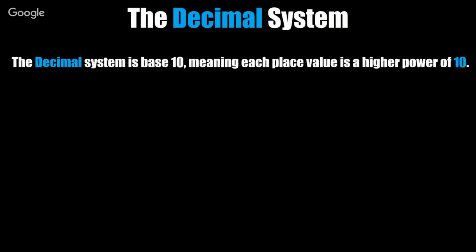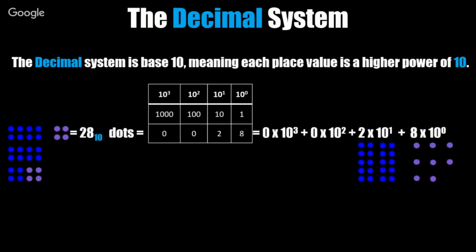First, we'll look at the decimal system. The decimal system is base 10, meaning each place value represents a higher power of 10. You can see the same dots we had earlier here on the left. There are 28 dots in total if we are using the decimal system. All that really means is that there are 2 10s and 8 1s. You can see this in the table in the middle.